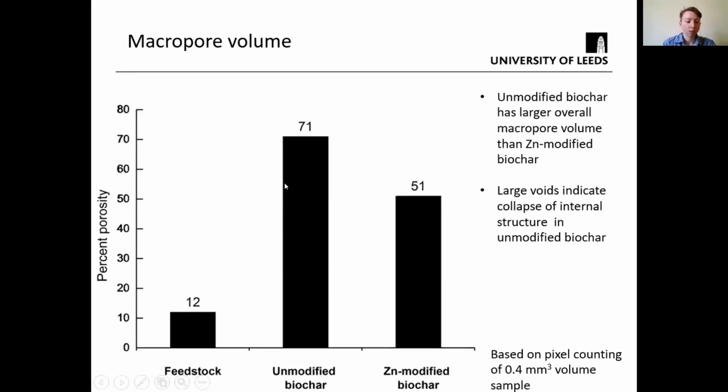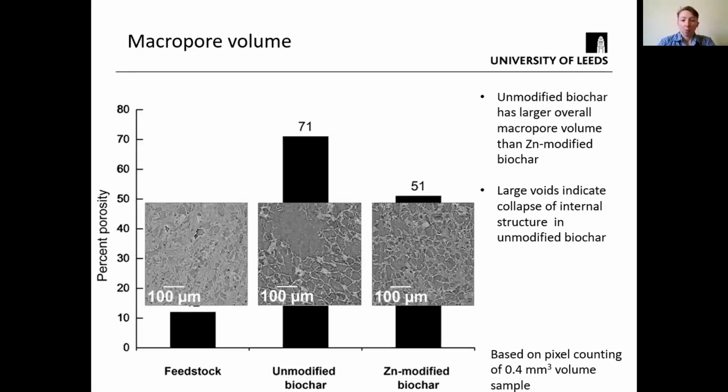When I first started processing these, I made the assumption that since the macropore volume of a zinc modified biochar is always greater than the unmodified analog, I thought that the macropore volume would also be larger. As you can see, it's not. Superimposing the images, the reason why seems to be that these large voids tend to open up, probably due to collapse of the pore structure during pyrolysis in the unmodified biochar.